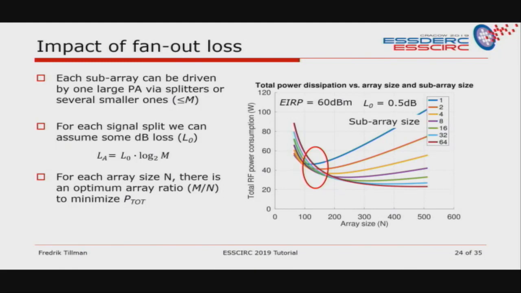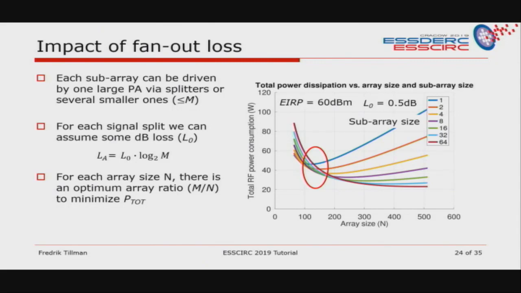And what's seen in the picture is that the larger subarray, in this case the 64 element subarray, is shifted to the right. Previously we saw that on the left-hand side they were all on top of each other, more or less, because you didn't have any M dependency in that term. The LA was not part of it; we didn't consider that term in the equation.